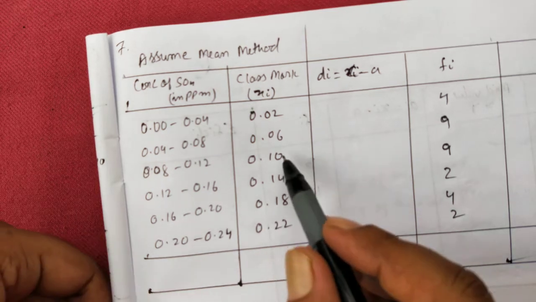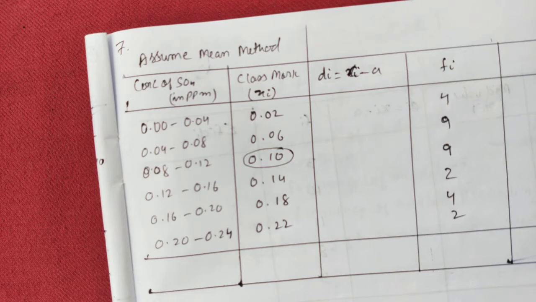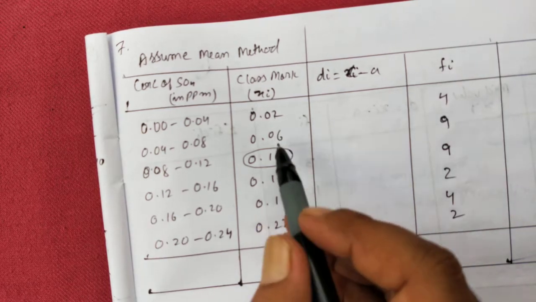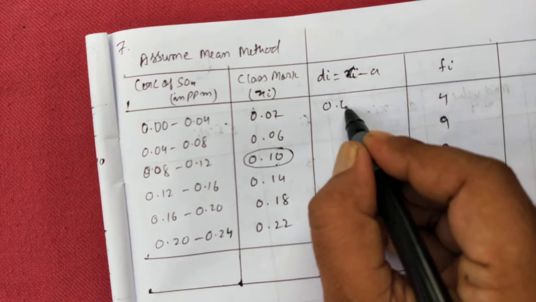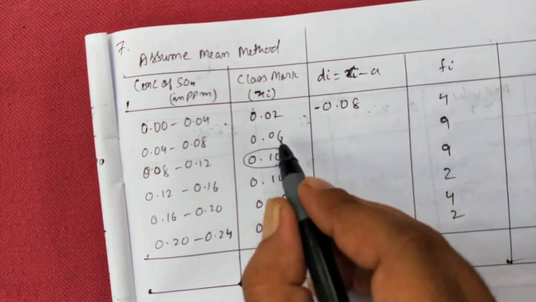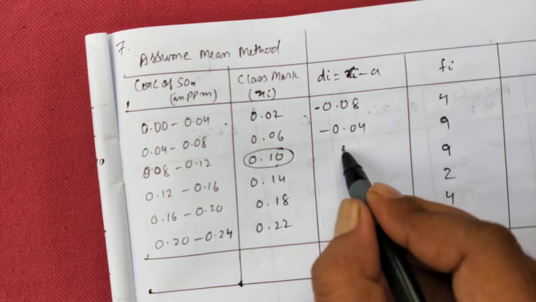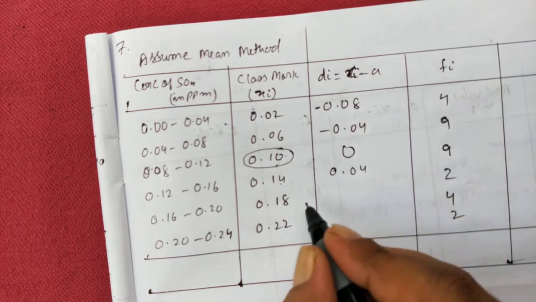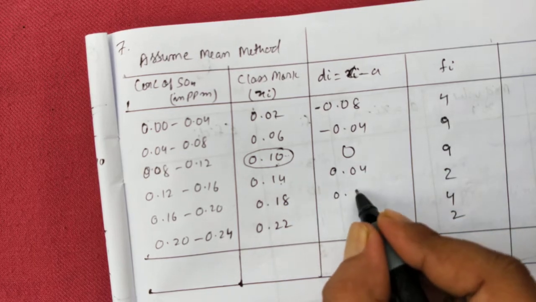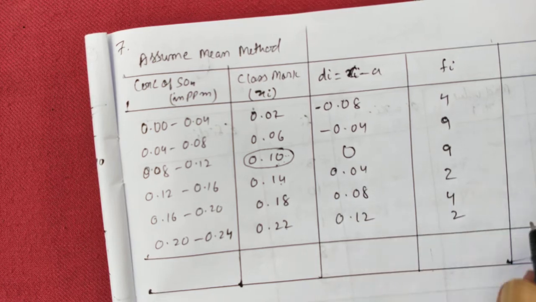So there are two middle values, you can select any one. Let me select this. You are going to subtract this all the time. So 2 minus 10 is 8, so you can write 0.08 minus, okay. This is minus 0.04. 14 minus 10 is 4, so 0.04. 8, 0.08. 22 minus 10 is 12, 0.12.